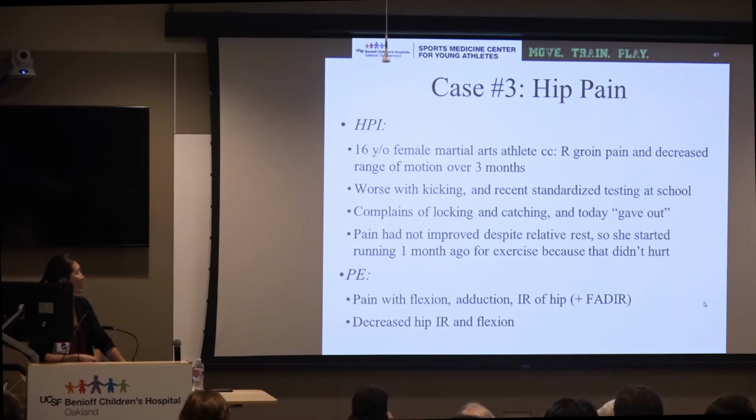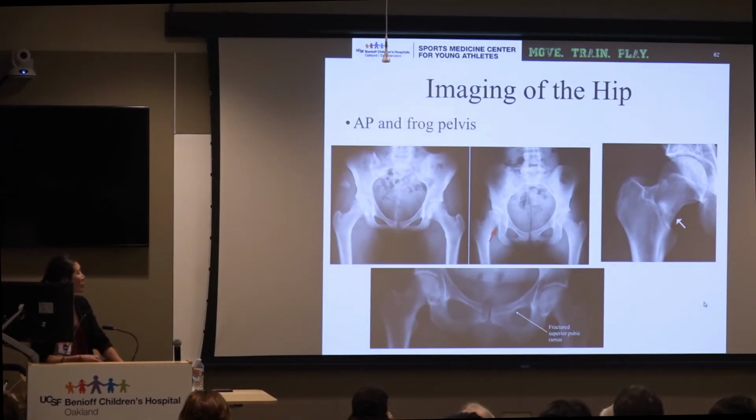Pain with flexion, adduction, internal rotation of the hip, or FADIR, on physical exam, with decreased hip internal rotation and flexion. Okay, imaging that we do. If you get an AP and frog of the pelvis, there's a lot of things that you can see.